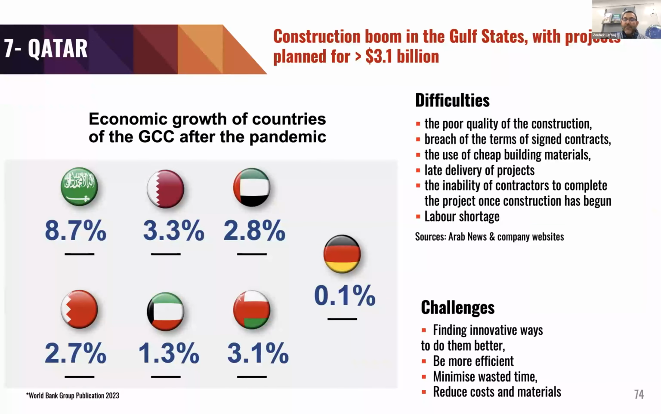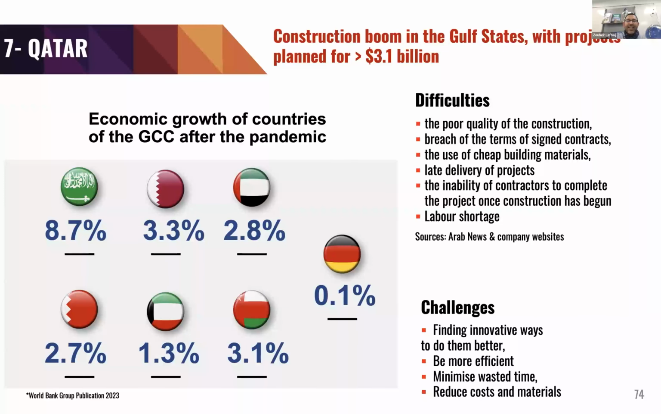What are the difficulties? The poor quality of construction, breach of the terms of signed contracts, the use of cheap building materials, late delivery of projects, the inability of contractors to complete projects once construction has begun, labor shortage. What are the challenges? Finding innovative ways to do things better, be more efficient, minimize wasted time, and reduce costs and materials.